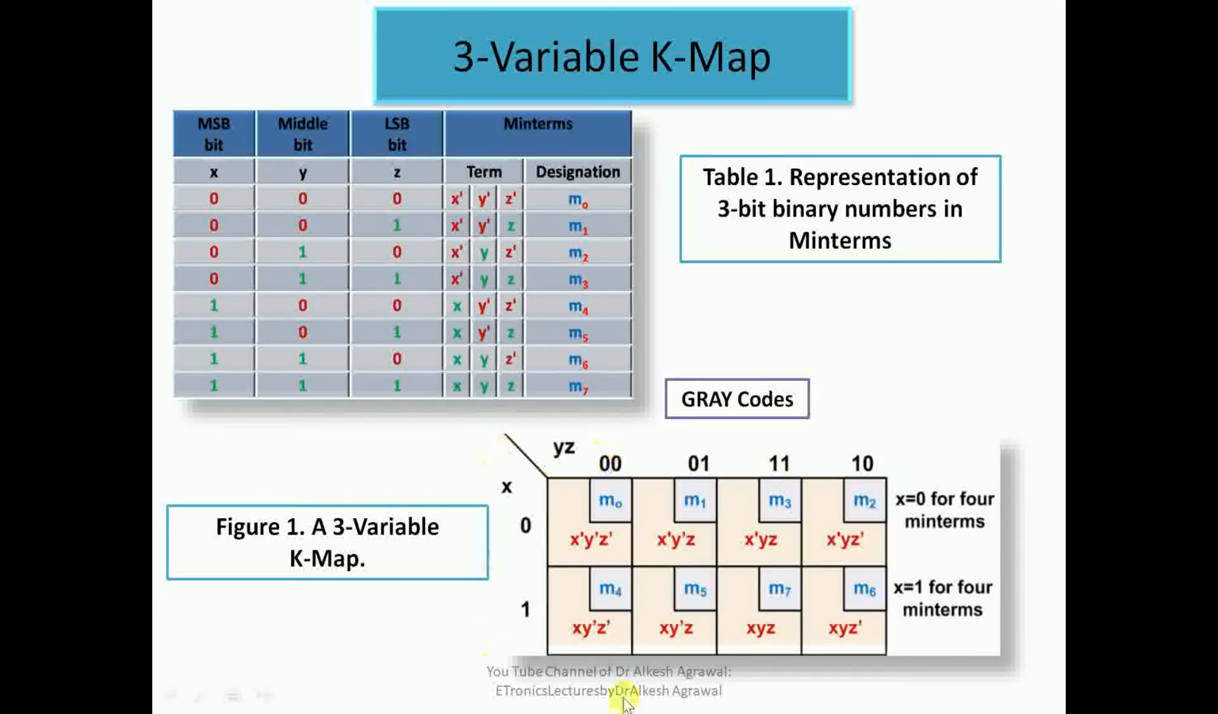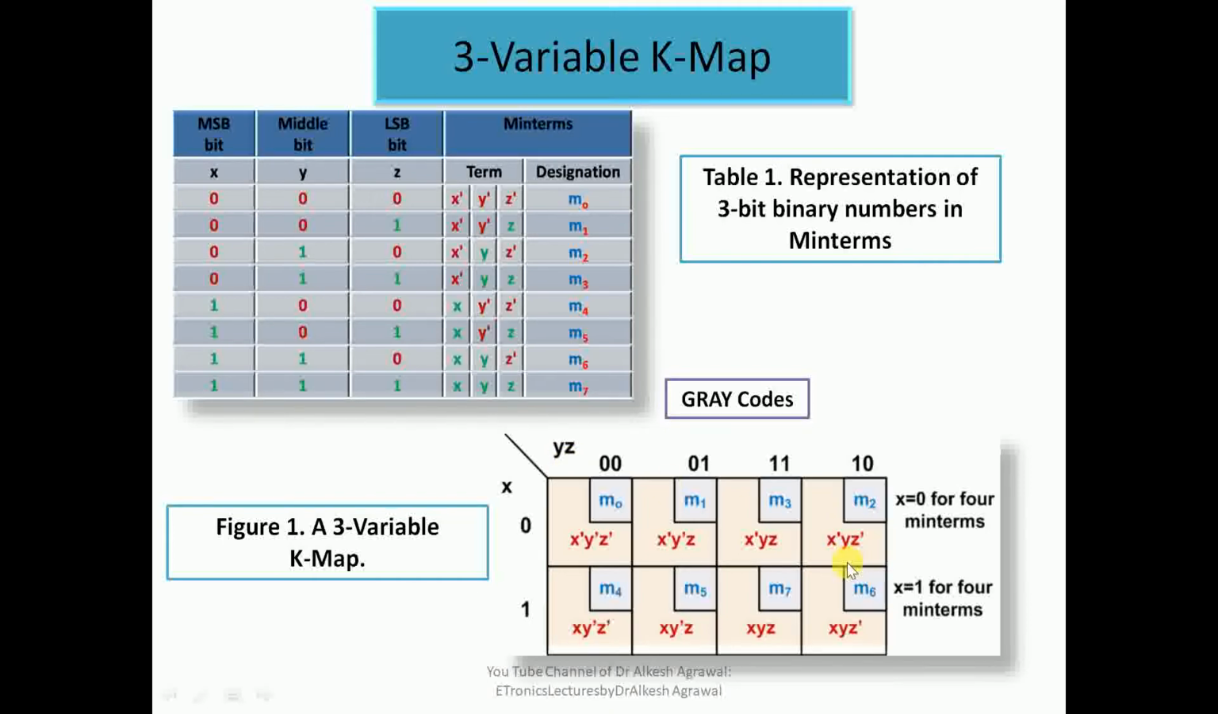So you can see this K map through different angles. You can see the same information that you have in this table depicted in terms of a map, which is termed as K map. So this is a 3 variable K map where we have one variable as x and two variables as y and z.